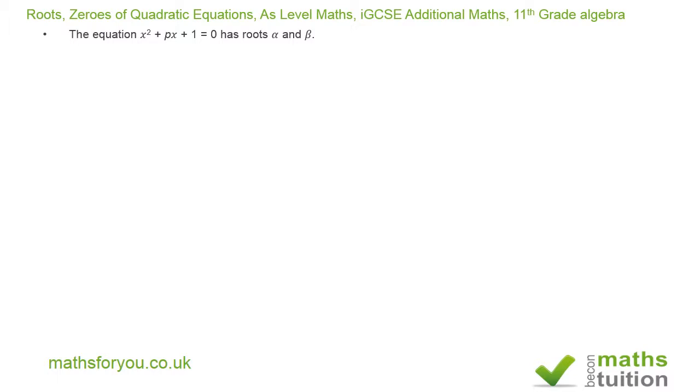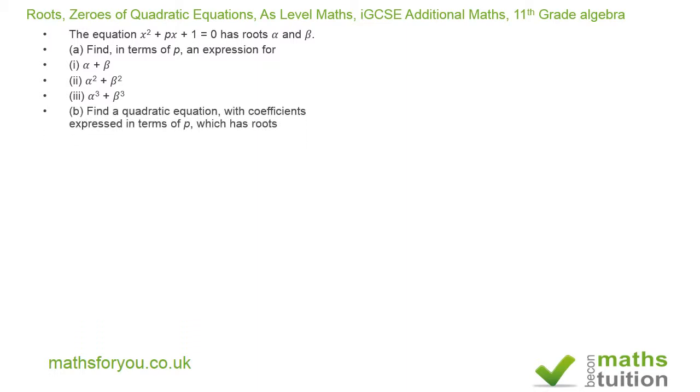Okay, and it says find, in terms of p, an expression for alpha plus beta, alpha squared plus beta squared, and alpha cubed plus beta cubed. And then it says, find a quadratic equation with coefficients expressed in terms of p, which has roots alpha cubed and beta cubed. So we need to form a new equation. Okay, right. Now, this is our solution here.